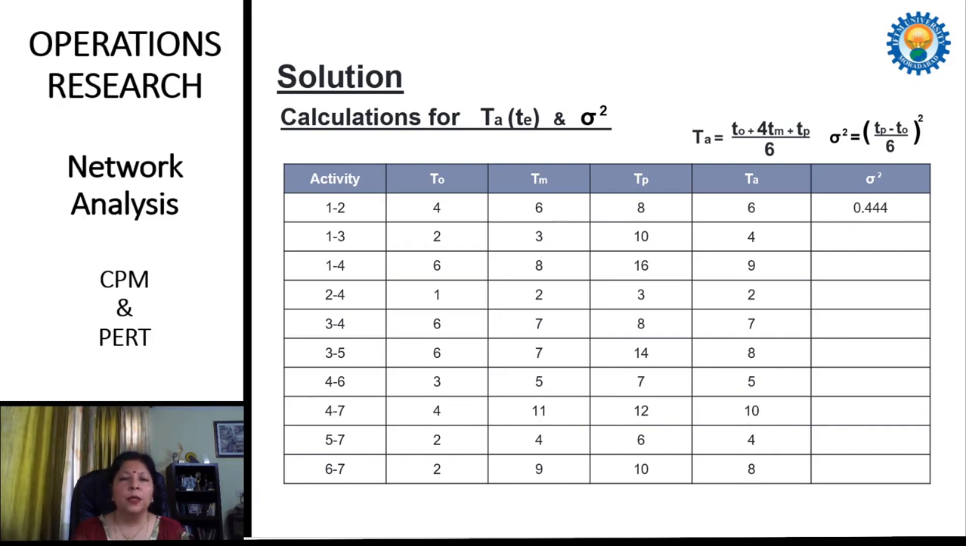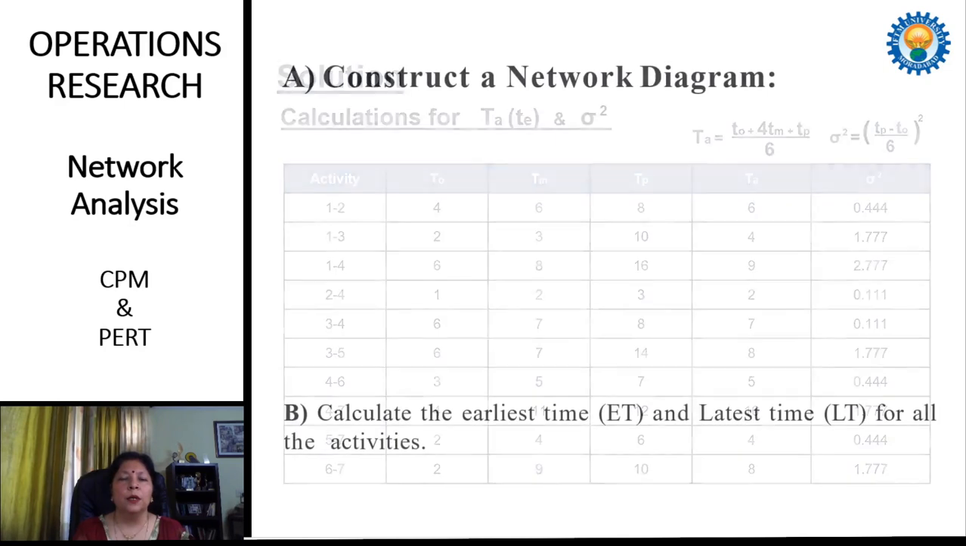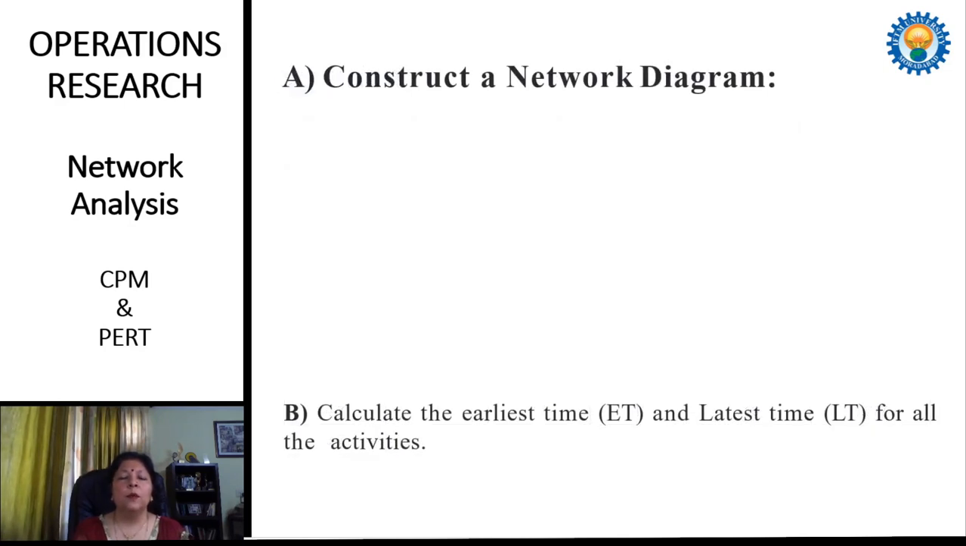and this is 0.44. In the same way, for the second one, the value of TP is 10, the value of TO is 2, so 10 minus 2 is 8, over 6, whole square, and it is 1.77. And in the same way, we find other values which are here in this table. So now we start one by one.